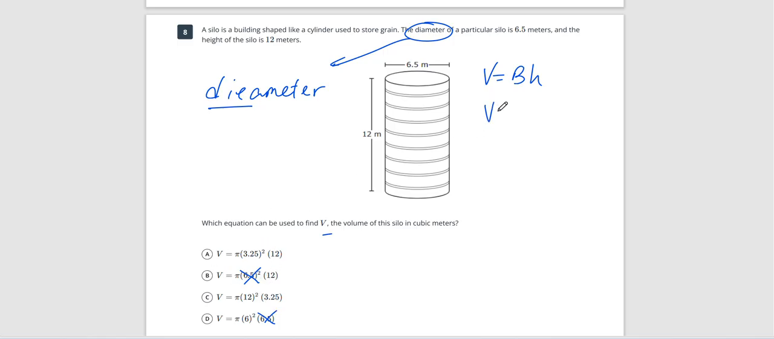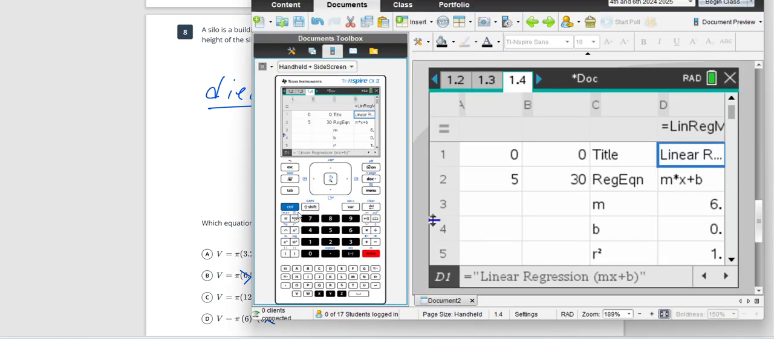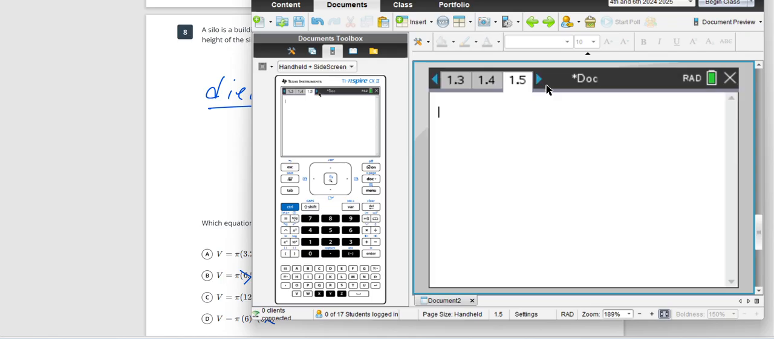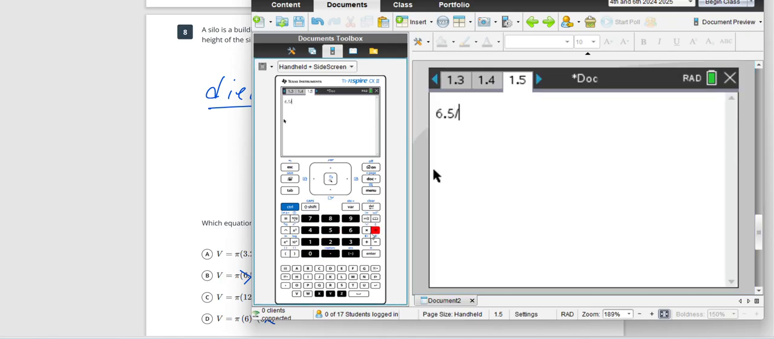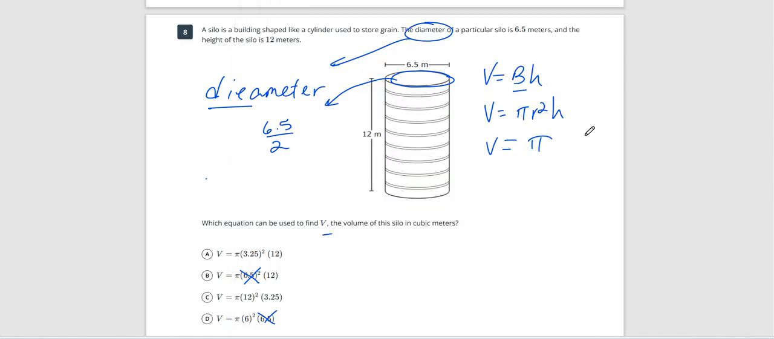Okay, that's easy. Volume is equal to the area of the base times your height. The area of the base is a circle. How do you get the area of a circle? It's going to be pi r squared times your height. Volume is equal to pi radius. Now we're going to get 6.5 right over here and divide it by 2. I'm doing it on the calculator so nobody freaks out. 6.5 divided by 2 is 3.25. So then we're going to have 3.25 squared times your height of 12. So we look for that. Look, 8 pi 3.25 squared times 12, yes, works.